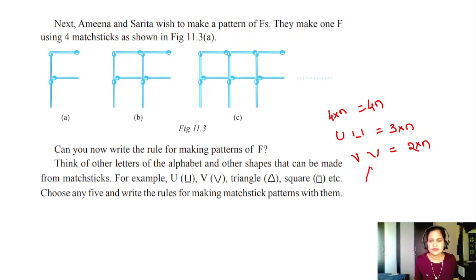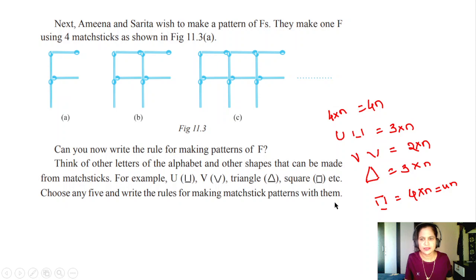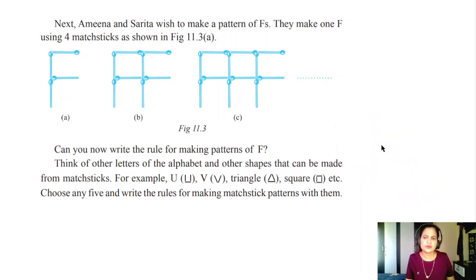Triangle. For making one triangle, I need 3 matchsticks. How many triangles do you have to prepare? That number you have to put in this formula. For the square, I need 4 matchsticks. The formula is 4 into n, 4n. Okay. Choose any 5 and write rules for making the matchstick patterns with them. Keep on substituting the values in the place of n. You put the value 1, 2, 3, 4, 5, 6, 7, 8 and get the values by putting the value there.